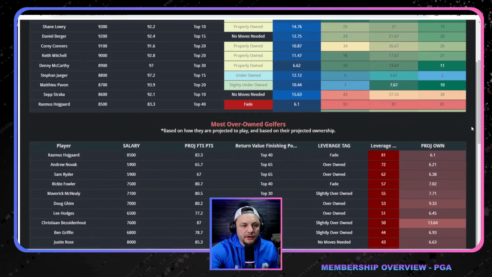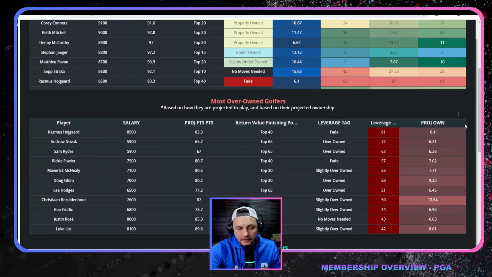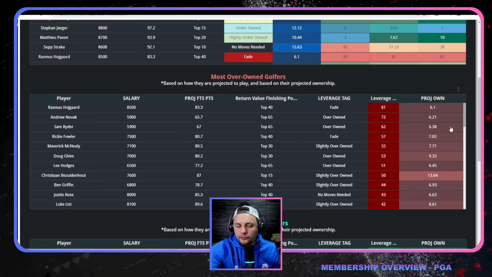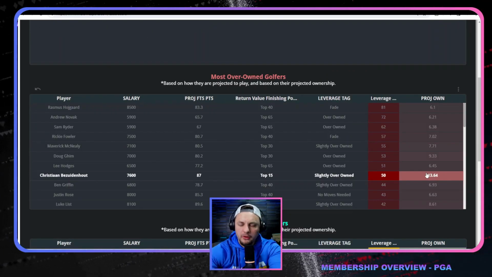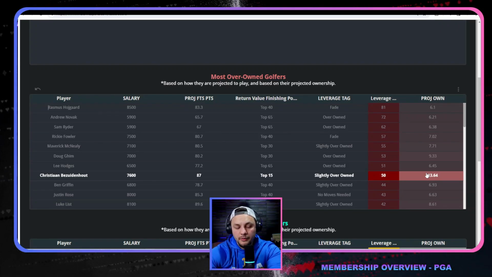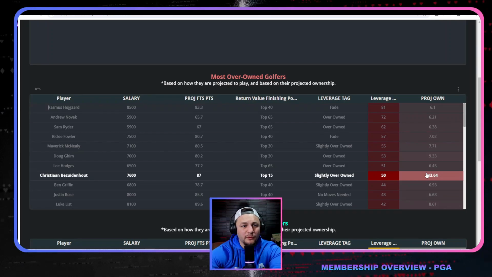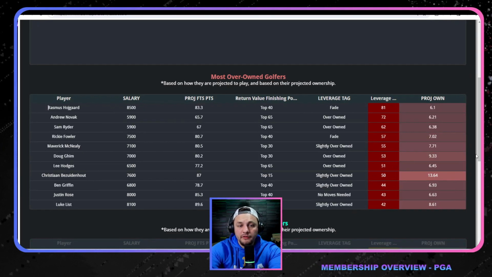You can also just scroll down here and see which golfers are the most projected over-owned golfers on the slate. And what I typically like to use this part of the tool for is to look at golfers that might be double digits, because a lot of the times this is just comparing how golfers are projected to play and then comparing how high owned they are compared to how they should be. Are they over-owned? And a lot of the times when they're under 10%, it really doesn't matter that much. And so we look at Bezuidenhout, who has struggled. He's a golfer that you probably would want to fade.